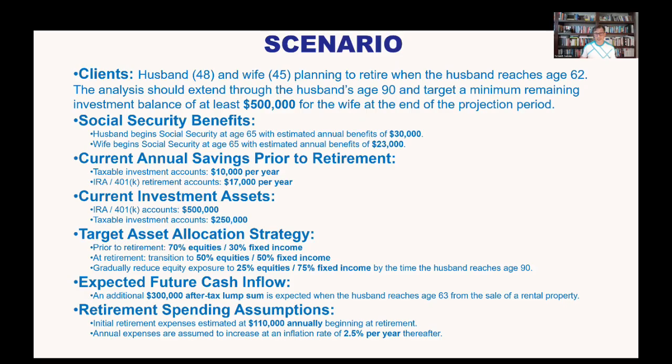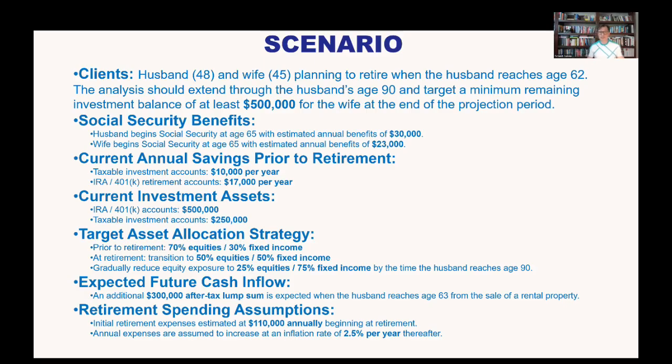Their current asset allocation, which they want to maintain until they get to retirement age, is 70% equities and 30% fixed income. Once they get to their first year of retirement, they want to convert that to 50% equities and 50% fixed income. And then they want that to gradually change year by year until they get to 25% equities and 75% fixed income by the age of 90 for the husband. They also have a cash inflow when the husband's 63 because they have a rental property they're going to sell, and the expected after-tax amount is about 300K.